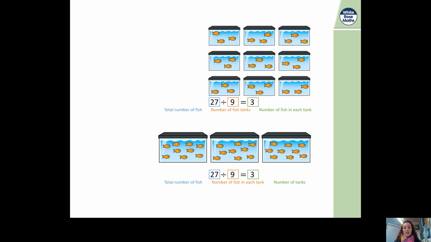So the first calculation we did with the 9 tanks was sharing. We shared the fish equally. The second picture was showing grouping. We grouped the fish into groups of 9 and then worked out how many tanks we needed.